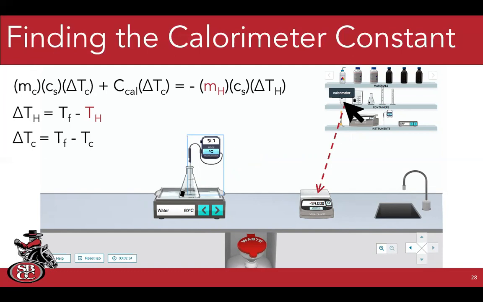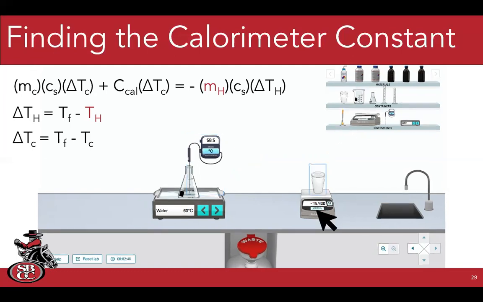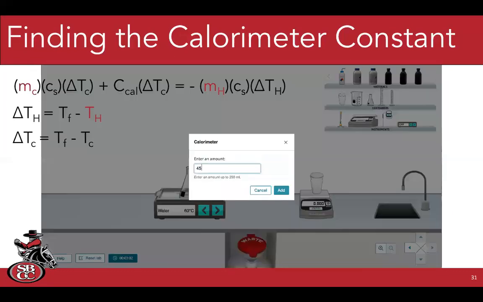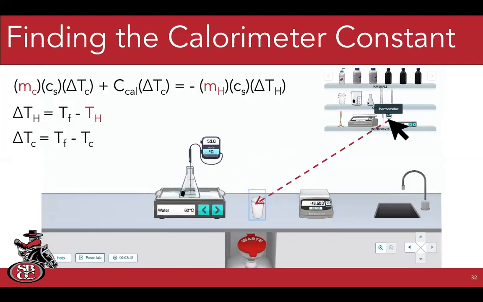The calorimeter, again, just styrofoam cups. So we'll put them and we'll zero our balance out. And then to this will be our cold water. And so we'll just add 45 grams or 45 mils. And so that's going to be the mass of our cold. And so we have our delta T hot.